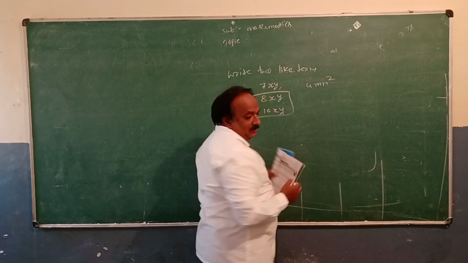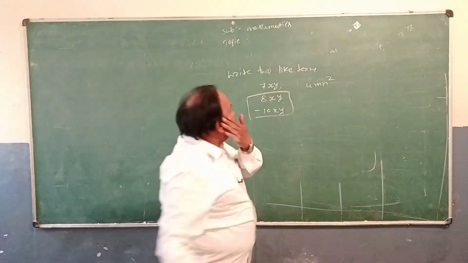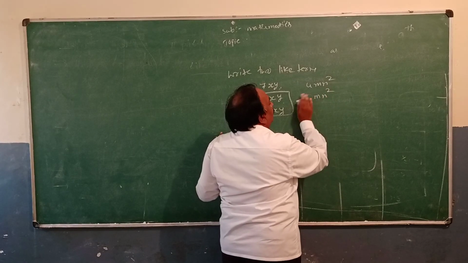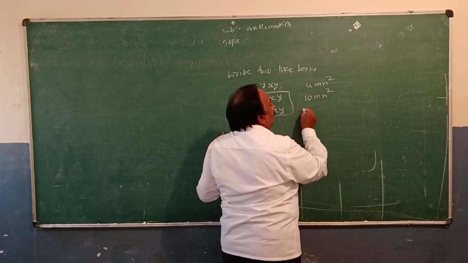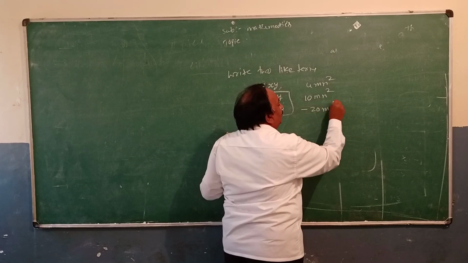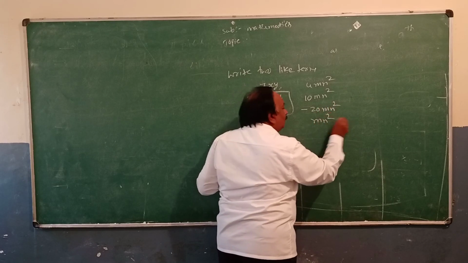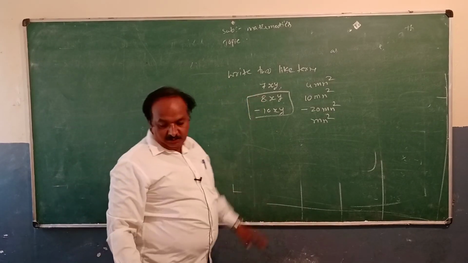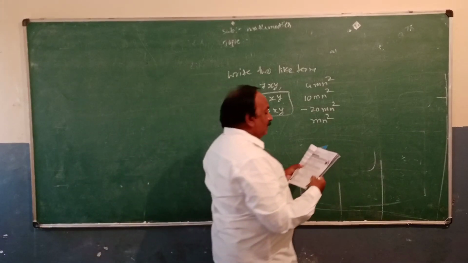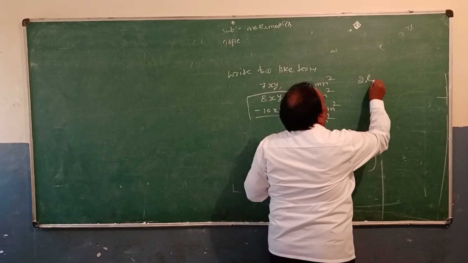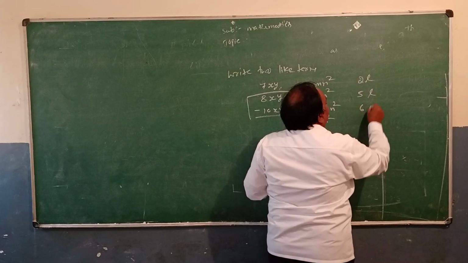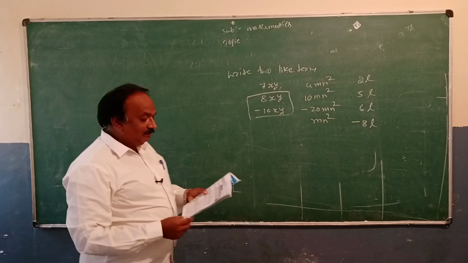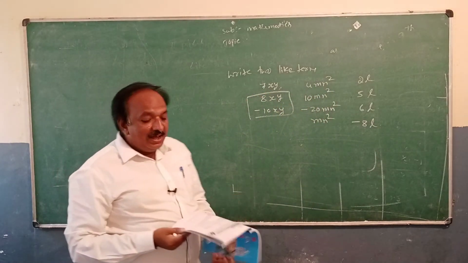4mn square. How do we write the like terms? 8mn square, or we write 10mn square, minus 20mn square. Only mn square, or we may write minus mn square. We may write any like terms. And next one is 2l: 5l, 6l, minus 8l. These are all like terms. We may write any other terms like this.